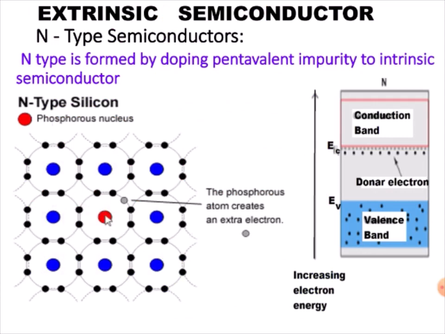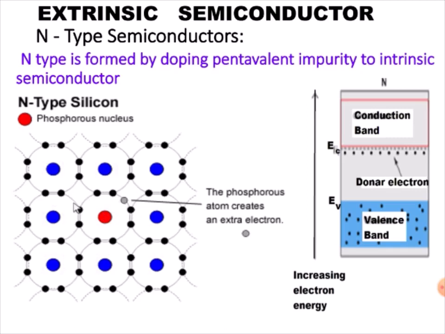So whenever phosphorus is added, out of the 5 valence electrons in the pentavalent atom, 4 have been used up in forming covalent bonds with the neighboring semiconductor atoms, and 1 electron is left over for every pentavalent atom. So this extra electron is created for every pentavalent atom, and now we call this pentavalent atom a donor atom, because it can donate 1 electron from its valence shell.